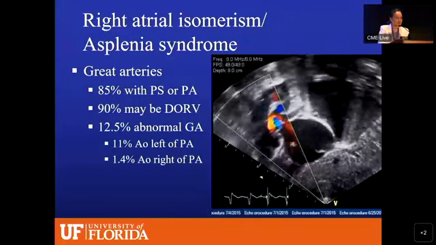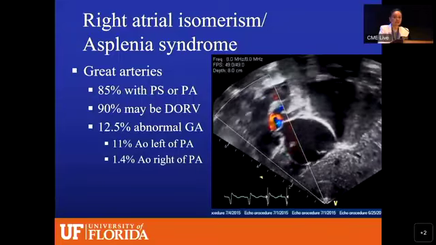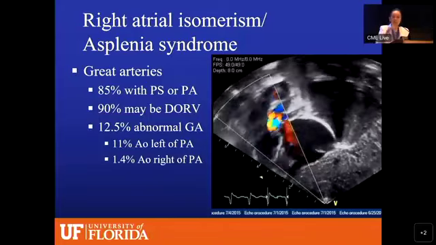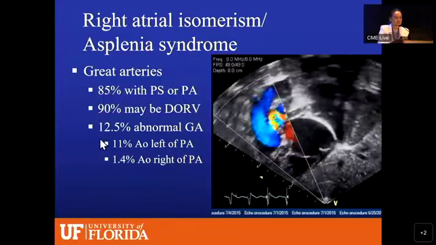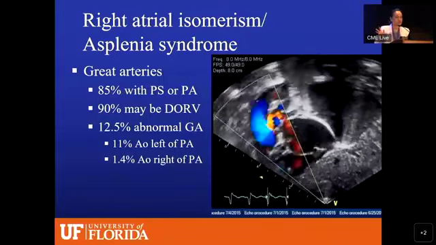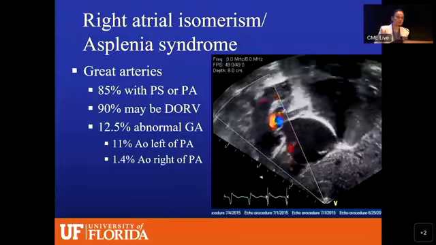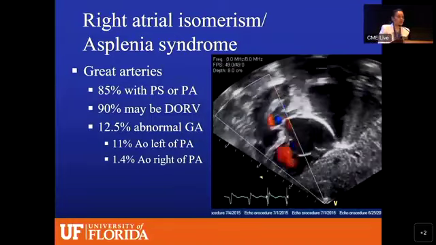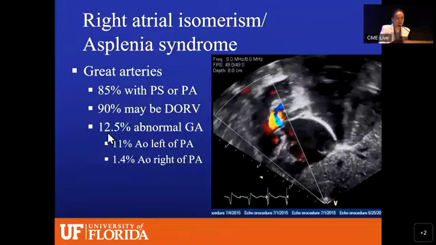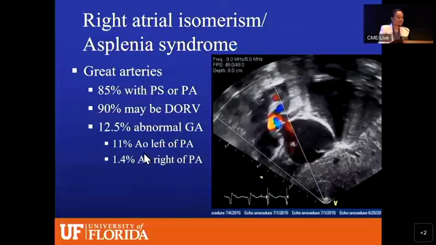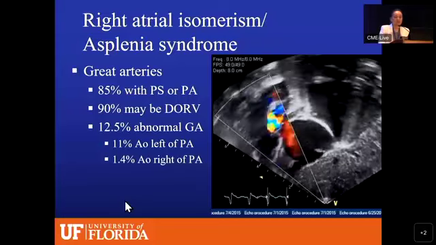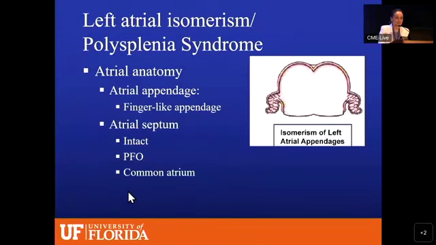85% of right atrial isomerism is associated with pulmonary stenosis or pulmonary atresia. 90% may be double outlet right ventricle with, again, pulmonary atresia. Of both right atrial isomerism and left atrial isomerism, remember, left atrial isomerism is associated with normally related great arteries. Right atrial isomerism is the one that has malposed great arteries, and it's not that huge. It's 12.5%, and in 11% the aorta is left of the PA, and in 1.4% the aorta is right of the PA.